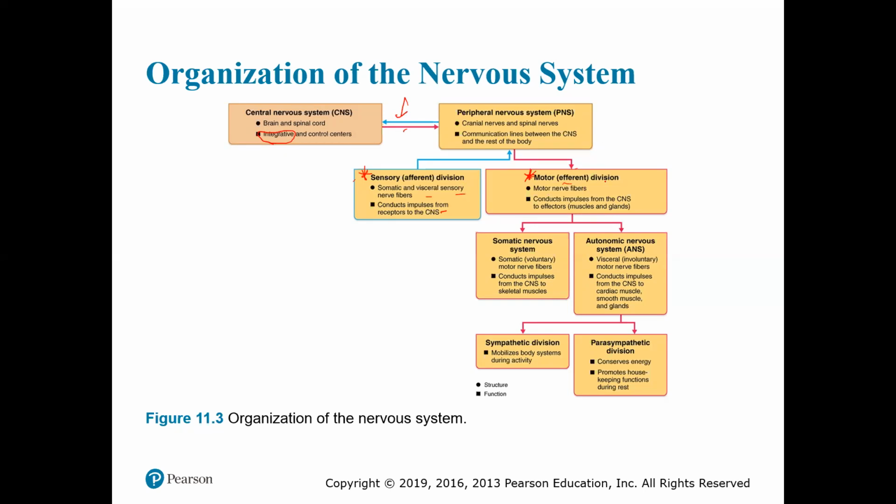So the two parts of the motor efferent division are somatic versus autonomic. Somatic's all about skeletal muscle, right? Skeletal muscle as an effector. Autonomic, cardiac muscle, smooth muscle, and glands. So somatic versus visceral sometimes is a good way to think about it too, because visceral means organs and involuntary. Somatic is more about skeletal muscle, which is voluntary.